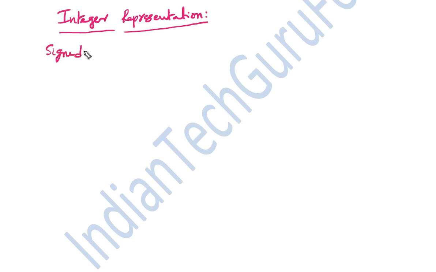In this video, let us discuss how to represent integers. As far as the computer is concerned, we need to represent integers. So generally, we have different representations like signed magnitude representation, ones complement representation, as well as twos complement representation.